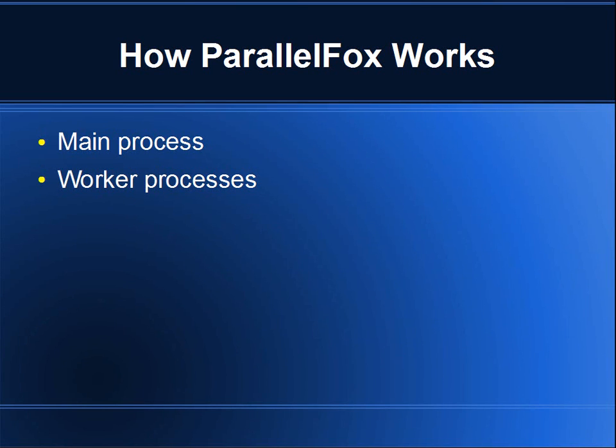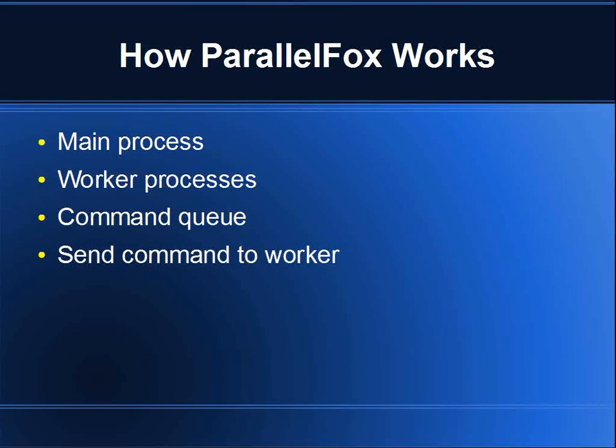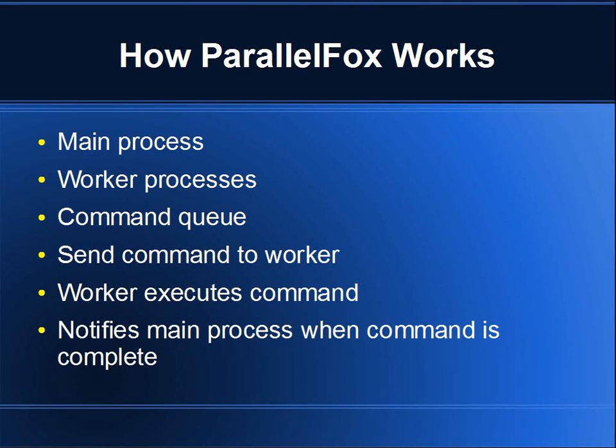Now, these are separate processes rather than threads that run inside the main process. And the primary reason for that is so that we can support the full functionality of FoxPro. But in my opinion, processes versus threads is really only a small percentage of the whole picture when you're talking about parallel processing. Now, when you tell ParallelFox to run a piece of code, it puts that request into a queue. And as that queue is processed, a command is sent to the next available worker. And the worker then executes the command and then notifies the main process when the command is complete. Now, there are a lot of places where you can be involved in that process, but that's the basic flow.